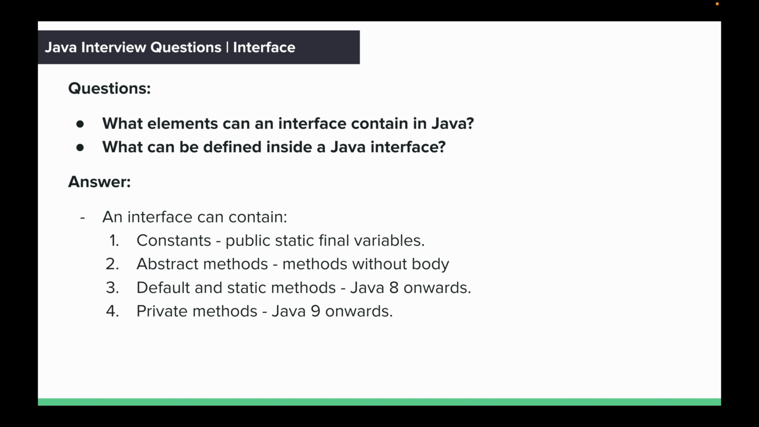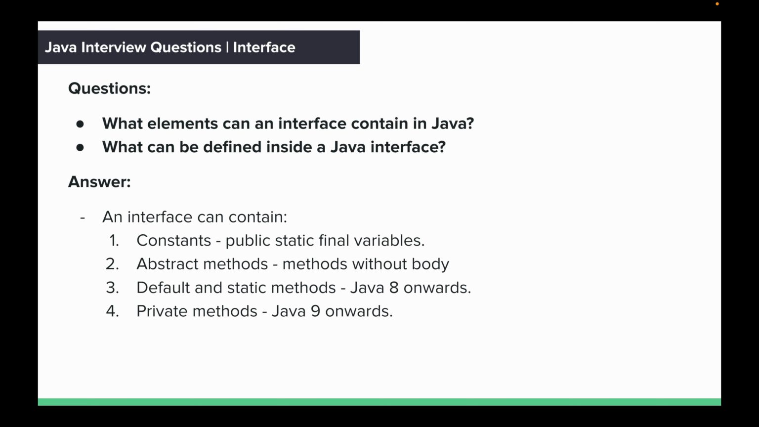In the interface, we can give constant variables, like public static final variables. Then we can give abstract methods. Then we can give default and static methods, but this feature got added from Java 8 onwards, and from Java 9 onwards we can give private methods also. We have different use cases for these different kinds of methods. We will try to understand all of those practically.